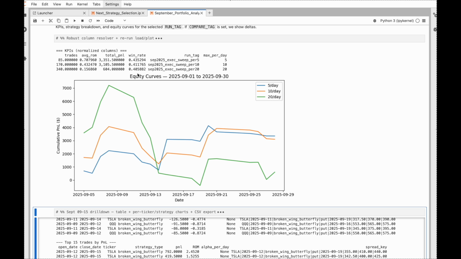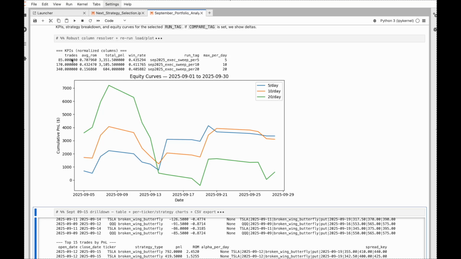So we're looking at how we could have improved the performance of the autonomous trader in September. Our portfolio got off to a great start here and began to slide down. We had a portfolio with 5 contracts per day, one with 10 per day, and one with 20 per day. These portfolios consist of the same 23 tickers.